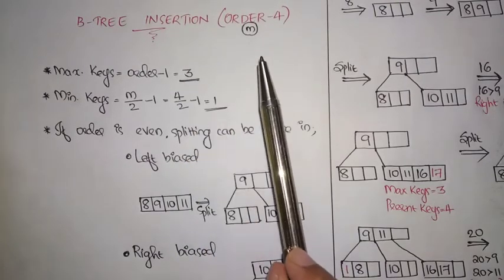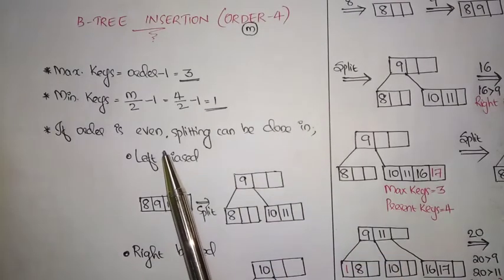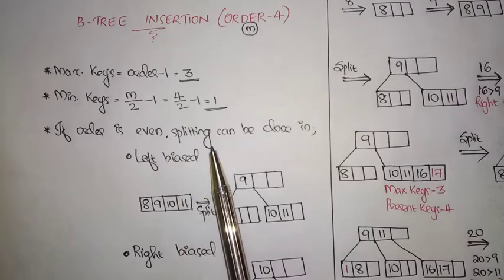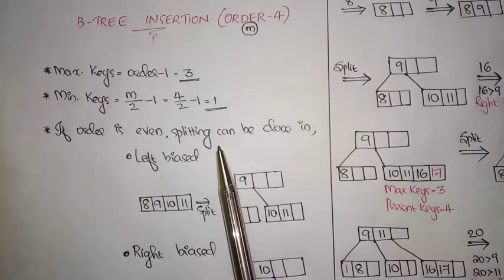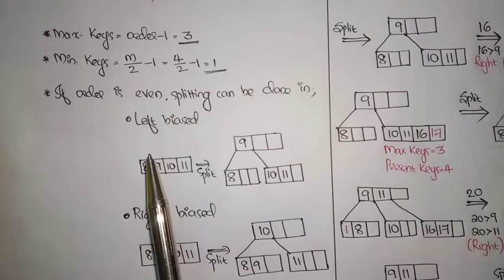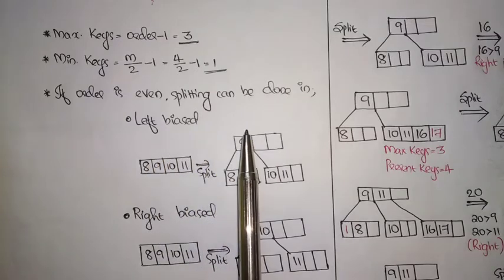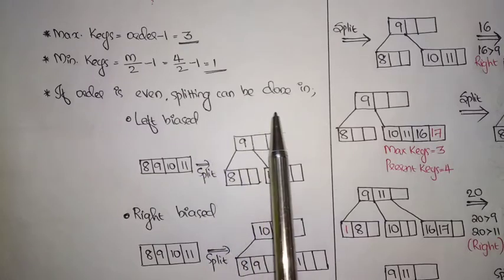Here we know that the order is an even number, right? So it's 4, so it's an even number. If the order is an even number, we can do the splitting in 2 ways. Basically, if the order is an odd number, it will be very easy for splitting, because we just need to move the middle key upwards. But in the case of a B tree in which the order is an even number, we can do the splitting mainly in 2 ways.